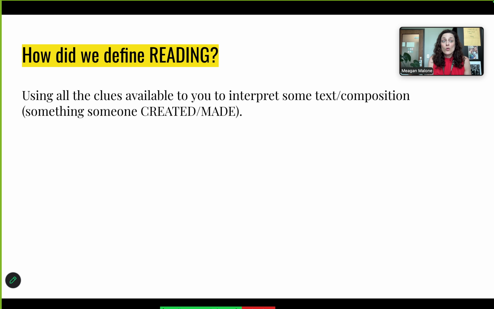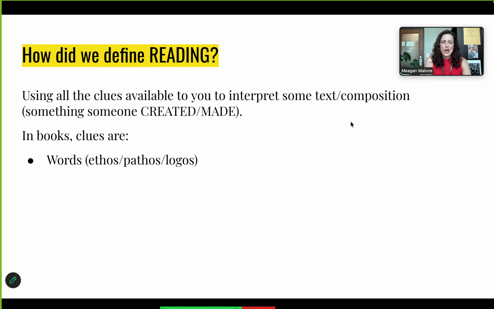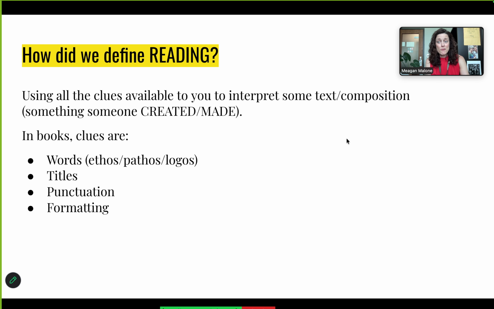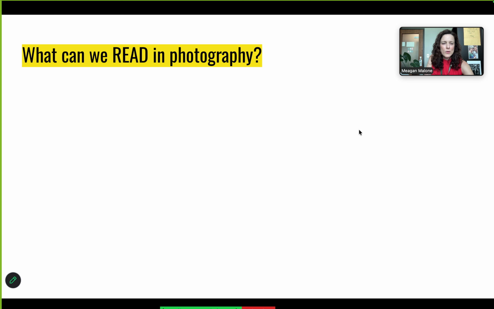When we read that, what we're actually doing is actively interpreting it, using all of the different things at our disposal to do so. If we're reading books, the clues that we use to interpret are the words, the titles, sometimes even the punctuation, like if there are lots of ellipses or all caps. Sometimes the formatting gives us some clues. There might be images within a book that we read.